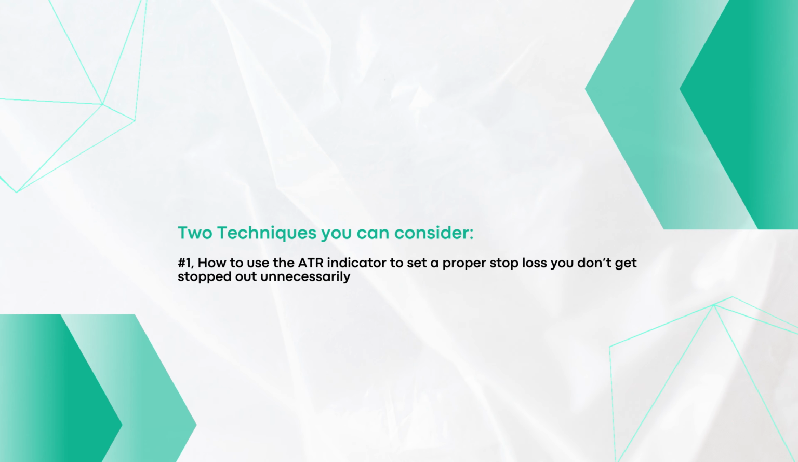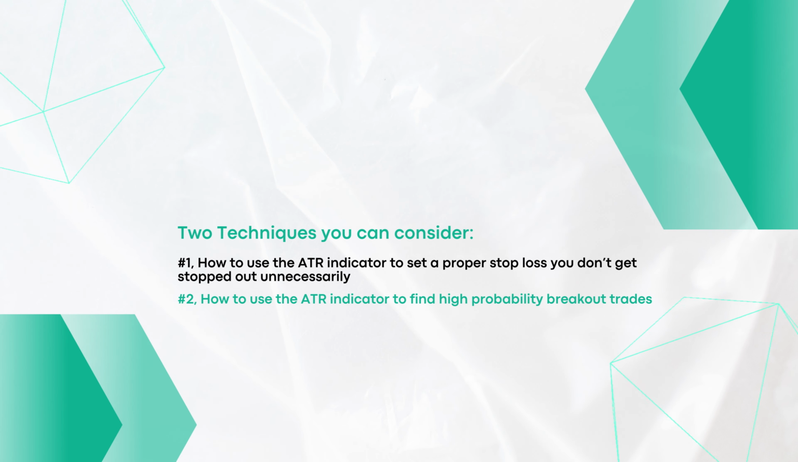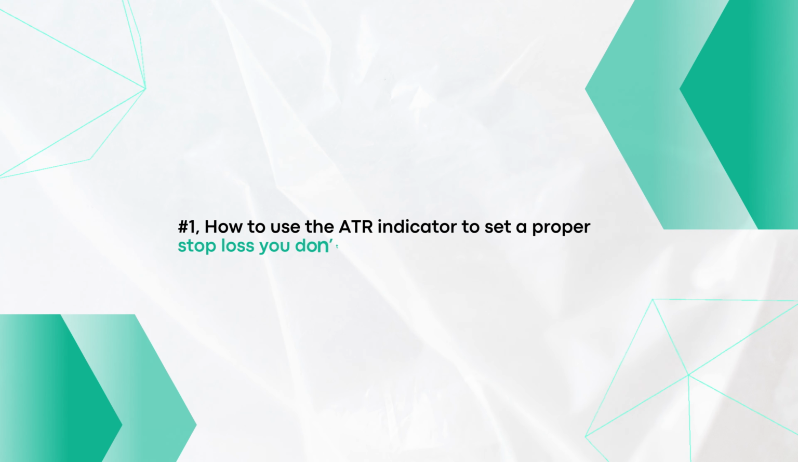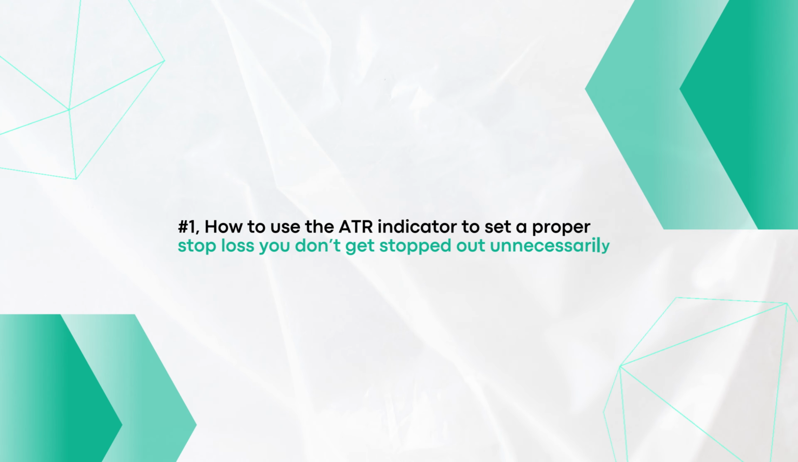Number one, how to use the average true range indicator to set a proper stop loss so you don't get stopped out unnecessarily. Number two, how to use the average true range indicator to find high probability breakout trades. Let me explain. How to use the average true range indicator to set a proper stop loss so you don't get stopped out unnecessarily.